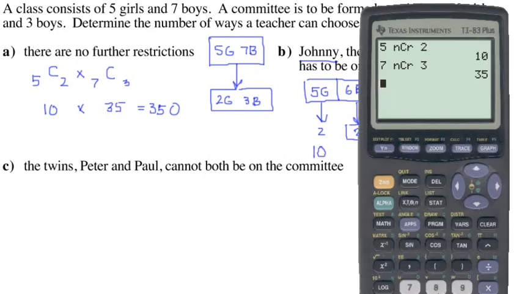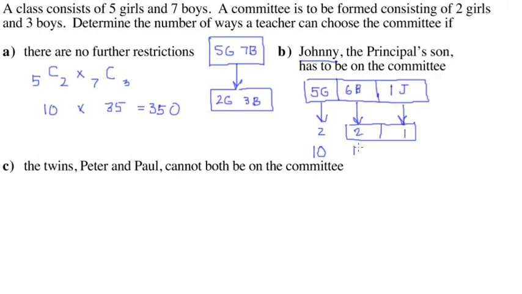6C2 is 15. There's 15 ways to pick the regular boys. And 1C1, there's only one way to pick Johnny, so that doesn't really affect anything. 10 times 15 is 150 committees that have Johnny on them.